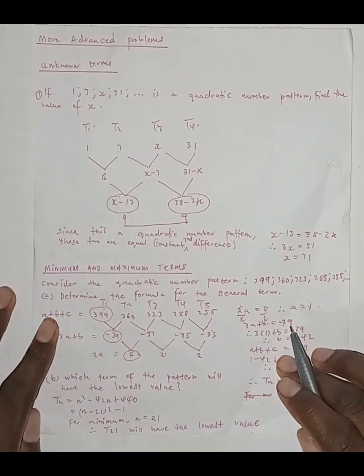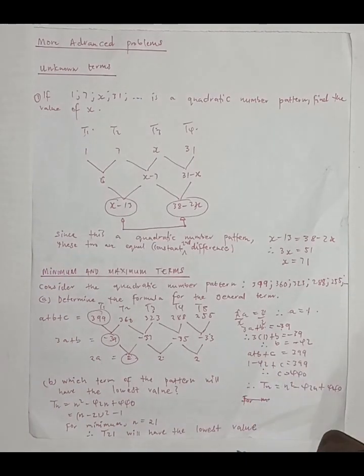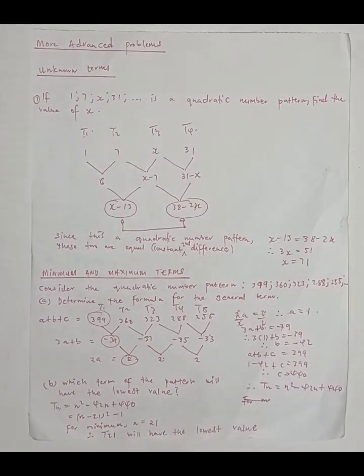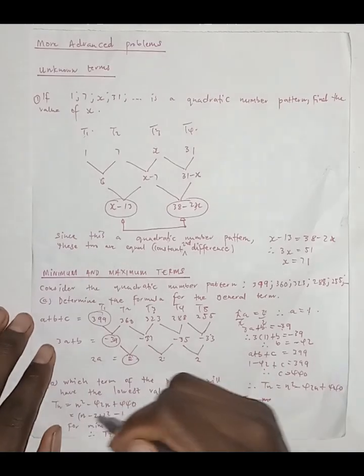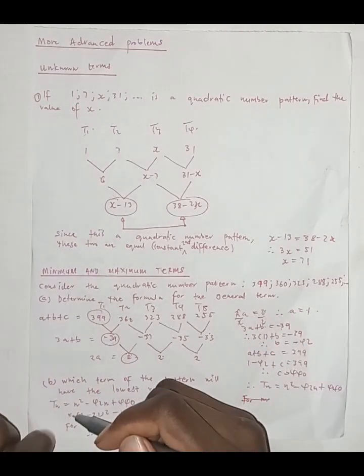Then part b, moving on: which term of the pattern will have the lowest value? This is like completing the square. This is what you should know with completing the square. People, I'm going to tell you now, maybe you have not heard this or you've missed this. I need you to look at this. In completing the square, if you have something like this, which means you've completed the square, I want you to look at the value of a.